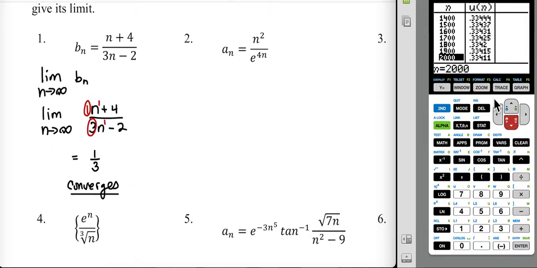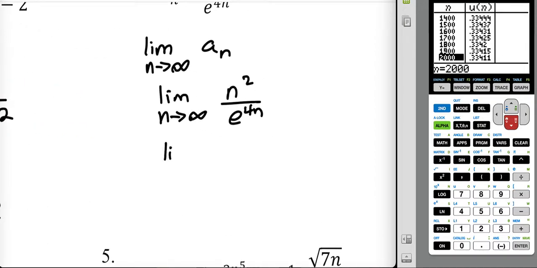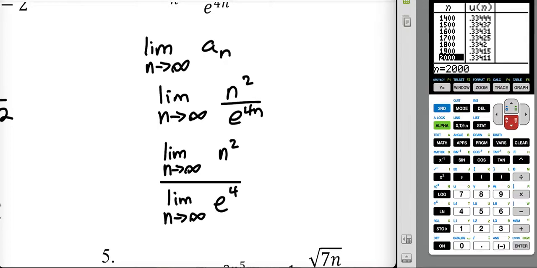The next up would be the limit as n approaches infinity of a sub n, which would be the limit as n approaches infinity of n squared over e to the 4n. What does this look like? We can do this a couple of ways, but one way involves the quotient rule. So we could find the limit as n approaches infinity of n squared over the limit as n approaches infinity of e to the 4n.